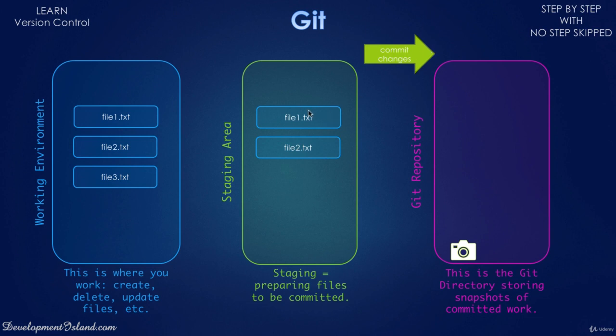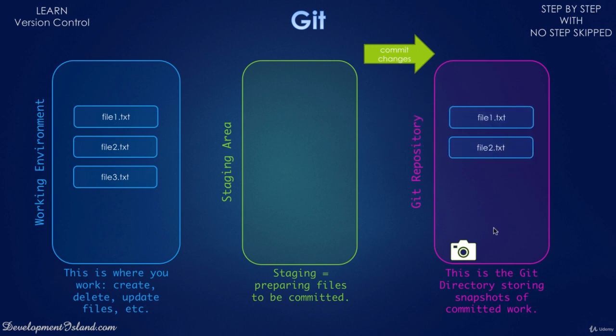and that snapshot is going to include only the files that you staged. So now our snapshot is going to consist of these two files, and it will reflect their state at the moment in time when you created the snapshot. Now we are inside the Git repository. Now the Git repository or the Git directory is the place where Git stores your snapshots of committed work.